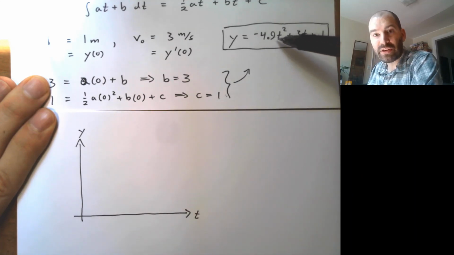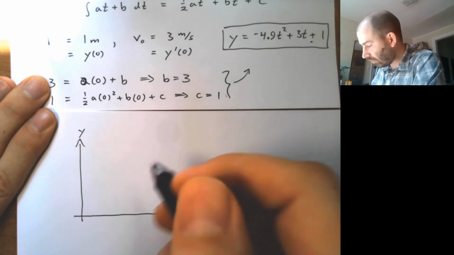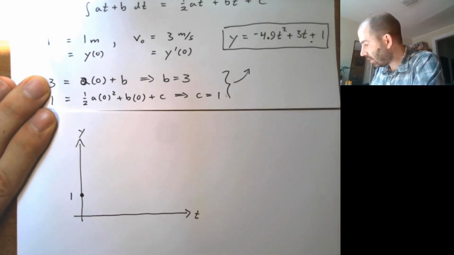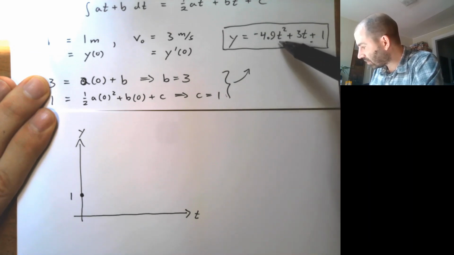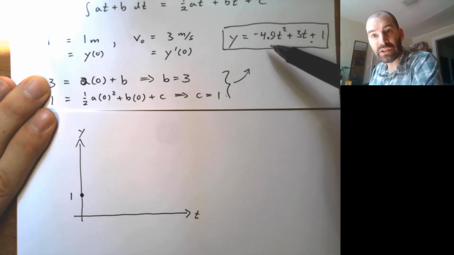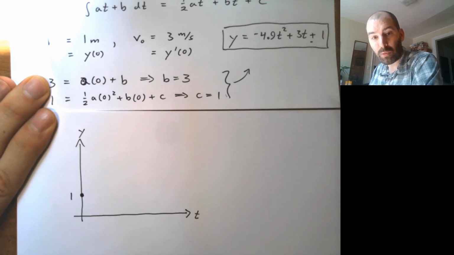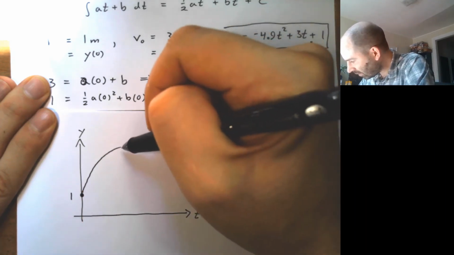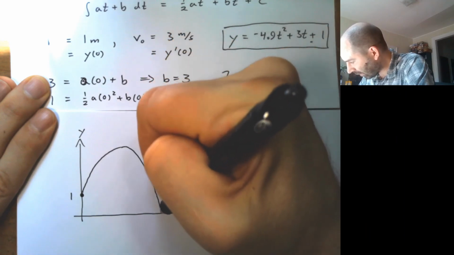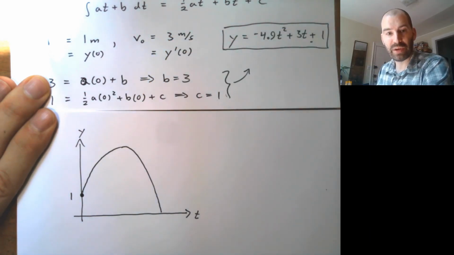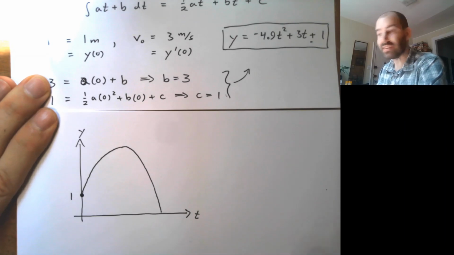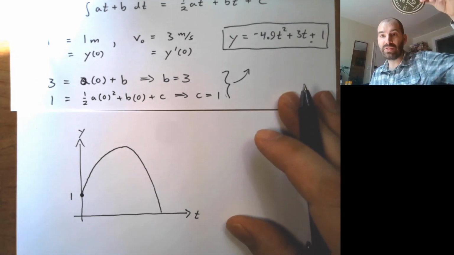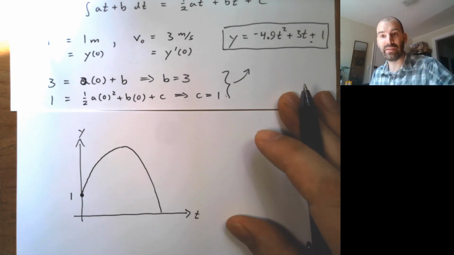When I plug in 0 for t, I get 1. So I know it crosses here at 1. And I know it's a quadratic with a negative leading coefficient, so I know it's the shape of a parabola opening downwards. So the object is going to go up into the air and then come back down. It's going to follow the shape of a parabola, which is exactly what we were seeing. As I throw it into the air, it goes up, slows down, and then comes back down.